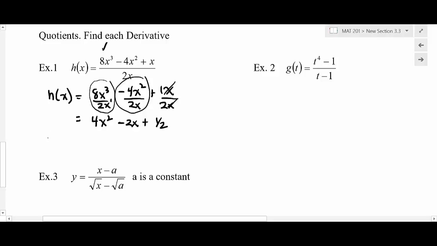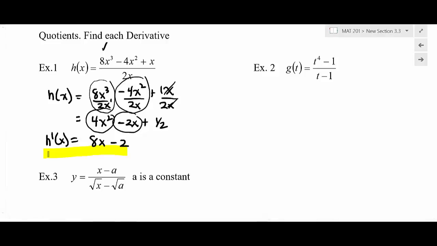Now you're ready to do the derivative, and you should be able to do this derivative in your head. So the derivative of 4x squared is what? 8x. Derivative of 2x, what's that? Minus 2. And then the derivative of a half is 0. So then that would be the value of your derivative right there. Okay? So that's the approach that you have to take on that problem.